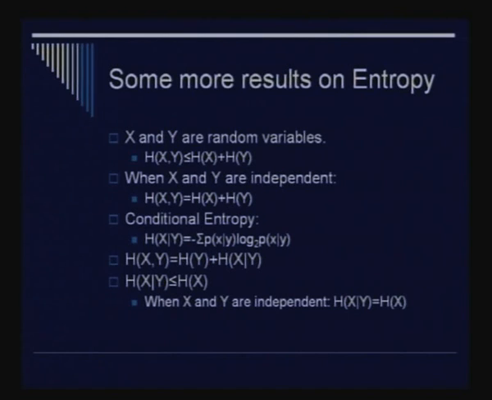It could be xi comma yj, and I am concerned with probability distributions like that. So you see that H(X,Y) is less than or equal to H(X) plus H(Y). We should be able to understand this.